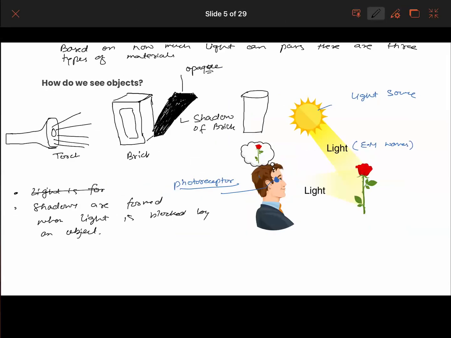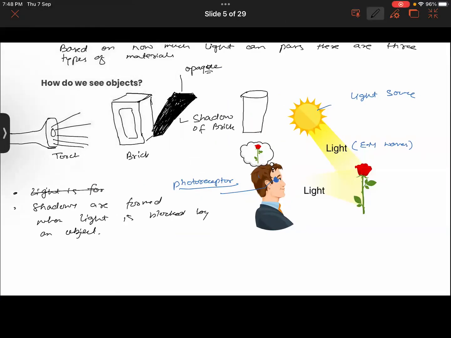Okay. So based on how much light can pass through the object, they are of three types. First one is opaque, where no light can pass. Then you have translucent, where almost 50% of light is allowed to pass. Then you have transparent, where almost 100% of light passes. Getting it now? Yes, sir. So those were the three types of classifications.